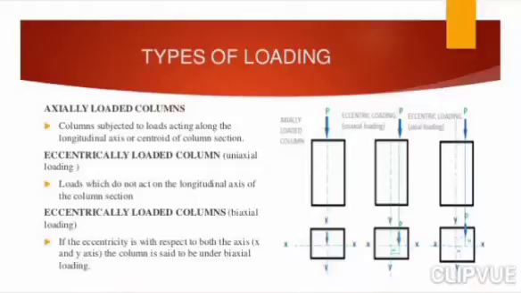Types of loading. Axially loaded columns: columns subjected to loads acting along the longitudinal axis or centroid of the column section. Eccentrically loaded column, that is uniaxial loading: loads which do not act on the longitudinal axis of the column section. Eccentrically loaded columns with biaxial loading: if the eccentricity is with respect to both the axes x and y, the column is said to be under biaxial loading.